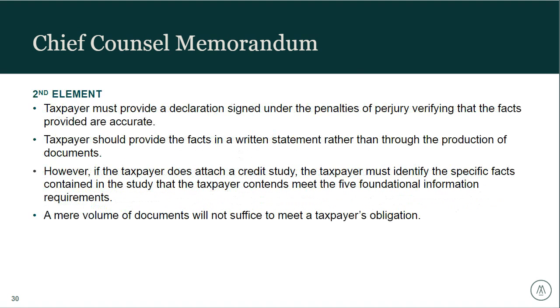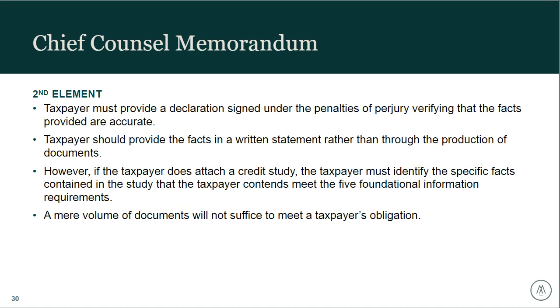Moving on to part 2. The second element that will be required is the taxpayer must provide a signed declaration that they are verifying that the facts are accurate. So what this does is really make it clear that as the taxpayer, as the client, you are understanding and supporting the R&D claim and not solely relying on whoever your provider is to do the credit for you. You really should understand and agree with the activities being claimed.